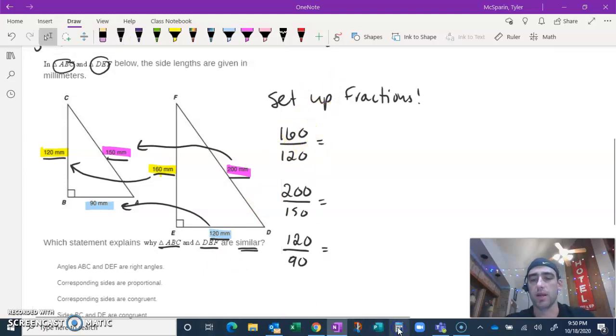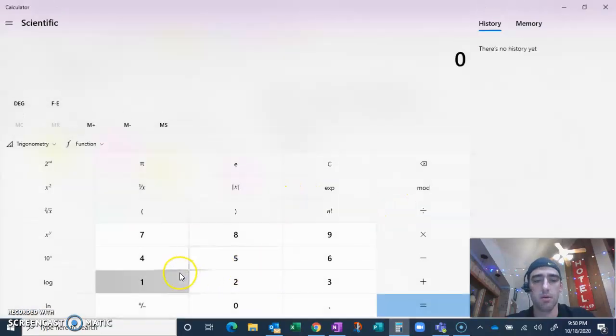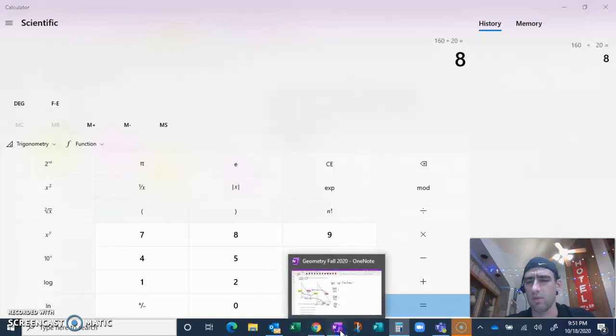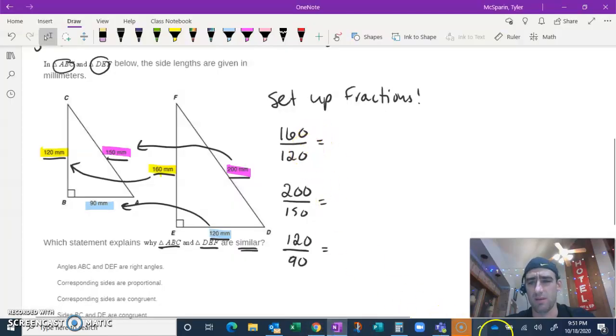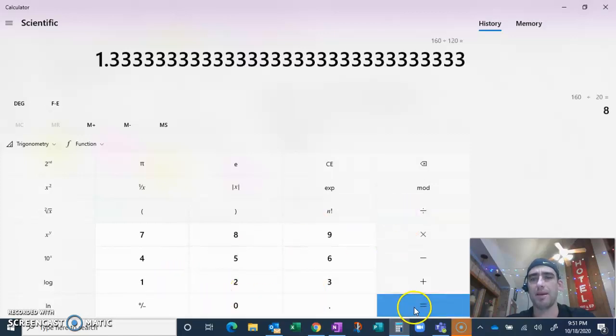160 divided by 20. Oh, it's going to take forever. All right. What in the, wait, whoa. 20? What am I talking about? 160 divided by 120. What are you, insane, McSparron? 160 divided by 120. That makes more sense. 1.333.